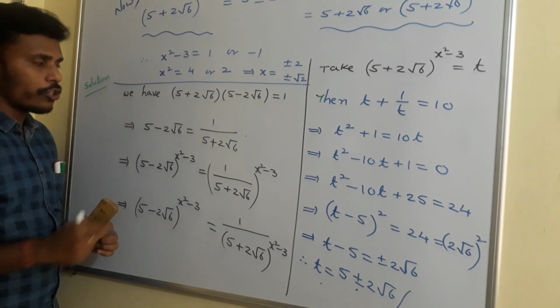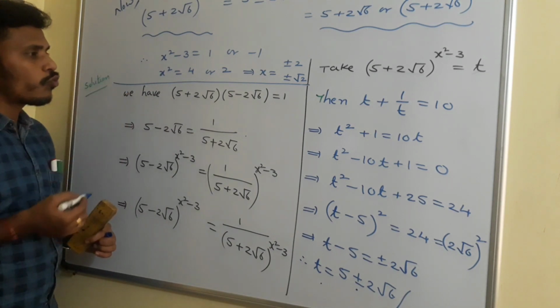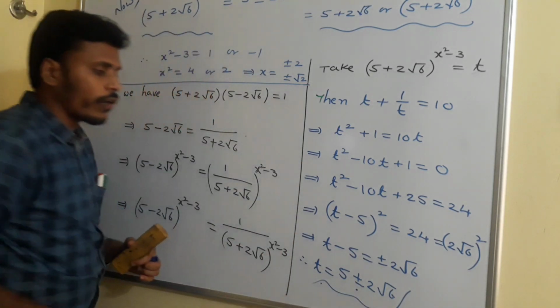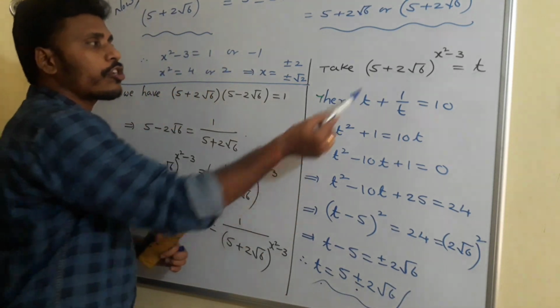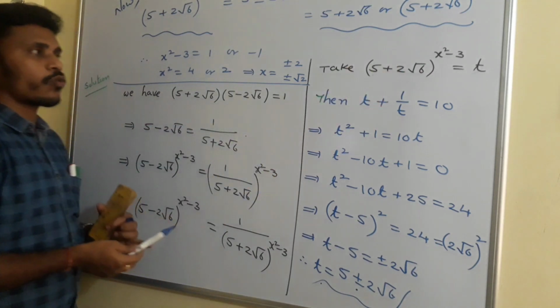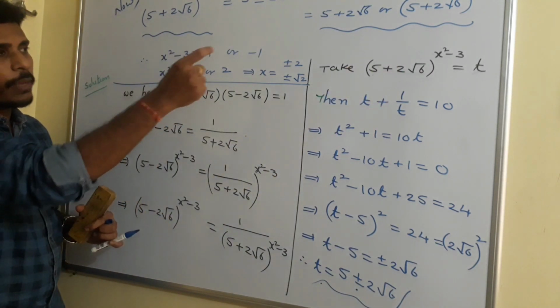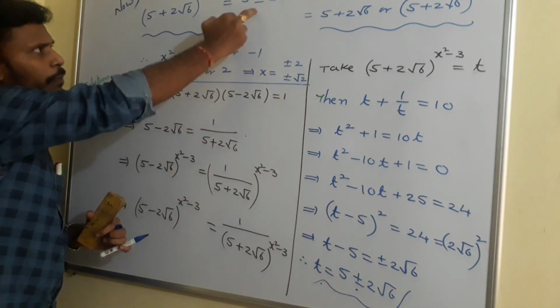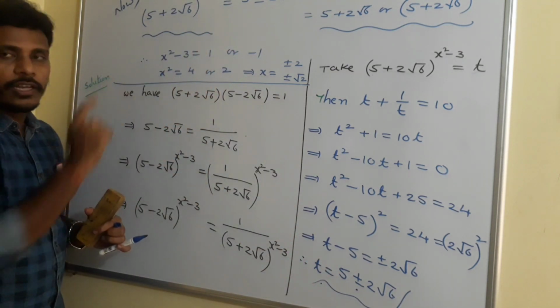See, I already arranged the question. If you memorize the question, after the proceeding, you have the t as 5 plus 2 root 6. But my supposition is 5 plus 2 root 6 power x square minus 3 is t. So 5 plus 2 root 6 power x square minus 3 is equal to this t, 5 plus 2 root 6 plus or minus 2 root 6.